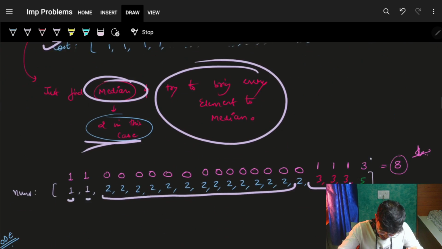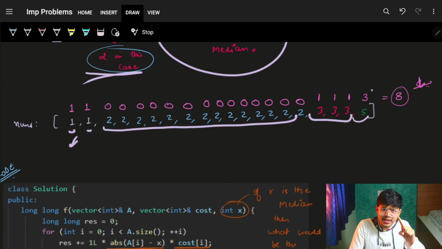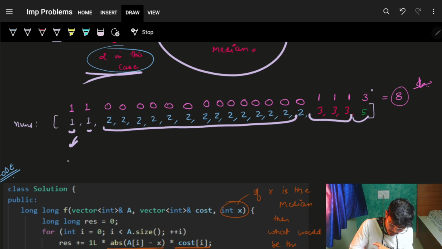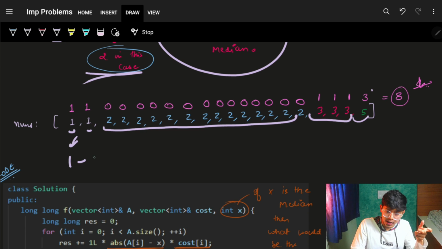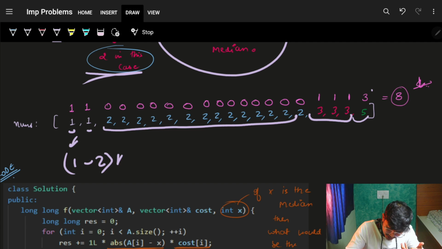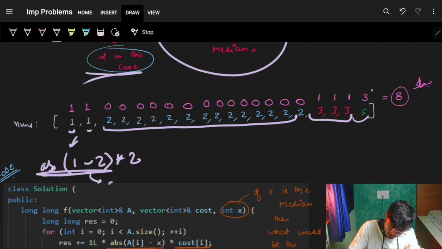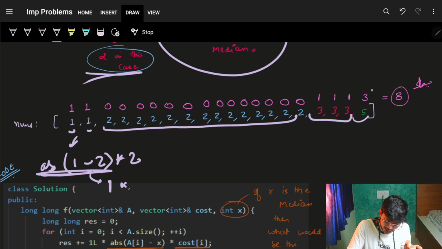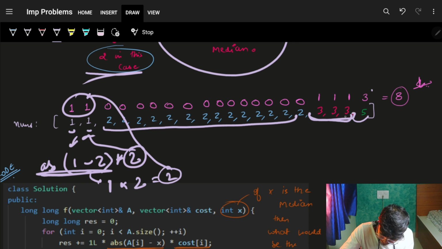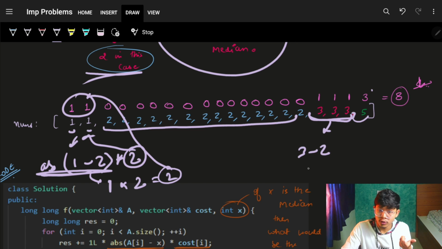Now to find what the cost is, what I will do is, I had 2 ones and I need to transform them. I transform this 1 to a 2. So 1 minus 2, I transform it to 2, but the count was actually 2, so basically I take the ABS of this. That will give me the answer: 1 times the frequency, which is 2. Now if I have these 3s, I know the 3 will be transformed to a 2.